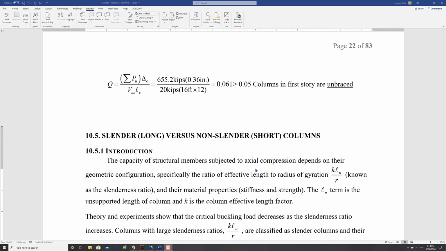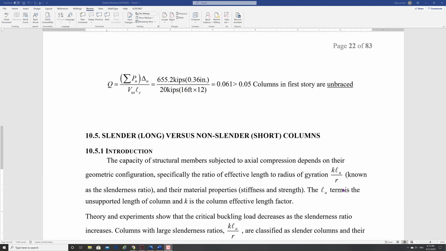Okay? So the term that we use is K times Lu over r, and this is what we call the slenderness ratio. So this is your slenderness ratio, okay? K Lu over r. So Lu, of course, refers to the height of the column, and r is the one that captures the properties of the cross section. All right. So we're going to discuss this more in a minute.